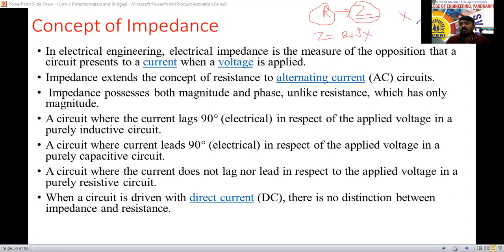I don't know how many of you heard this in the first year. The complex form of impedance is Z equal to R plus jX. R is resistance, j indicates the complex term, and X is reactance. This reactance may be XL, called inductive reactance, or XC, called capacitive reactance.